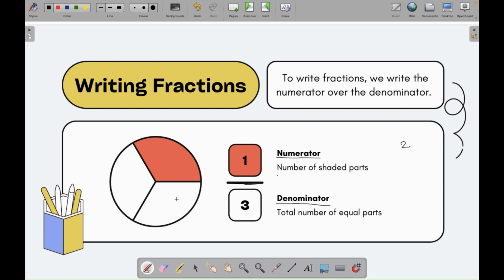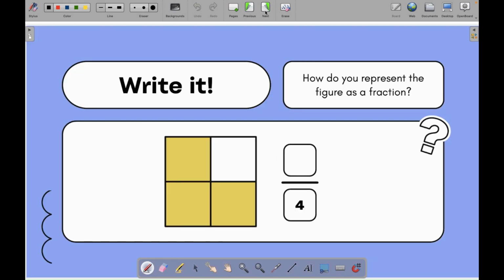So it depends on what part we are interested in, our numerator will change. The denominator remains constant, which is equal to the number of parts we are dividing the figure into, right? Or the number of equal parts. So these are the components of a fraction.